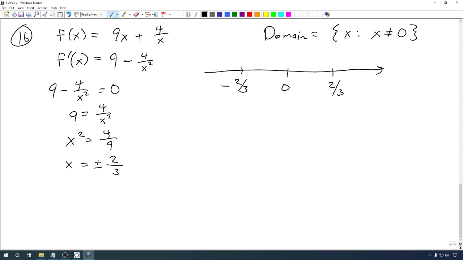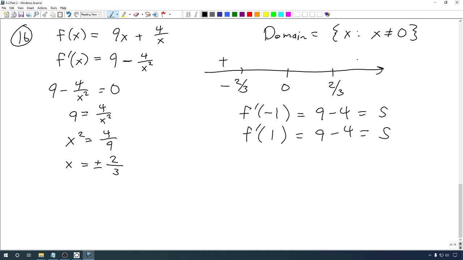And we're going to pick various test points in our intervals. This time we're not going to be able to completely avoid using fractions. We can do it for the outer ones. We could pick, say, over here, negative 1, and over here we can pick a positive 1. So what's f prime of negative 1? It's going to be 9 minus 4 over 1. So 9 minus 4, or 5. Same thing with positive 1. 9 minus 4, or 5.